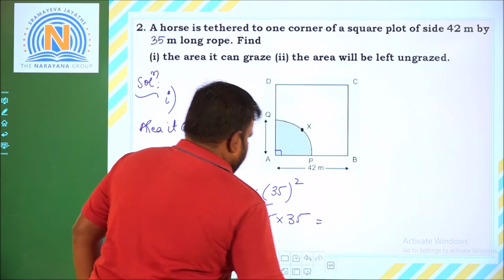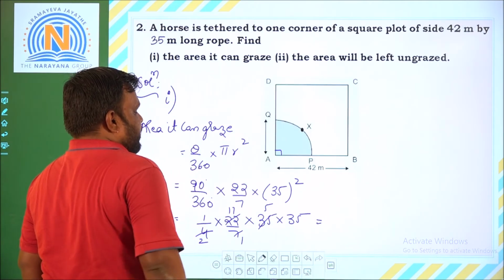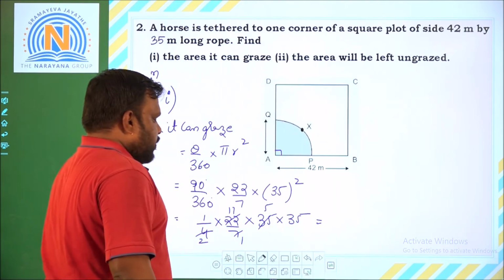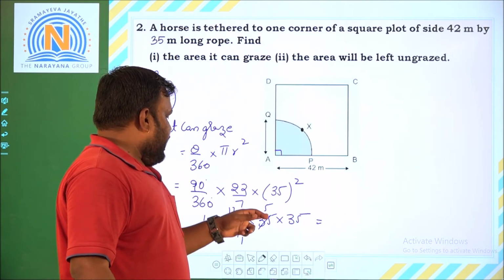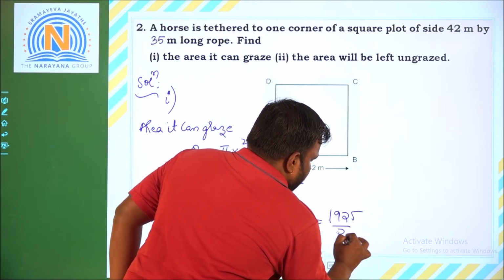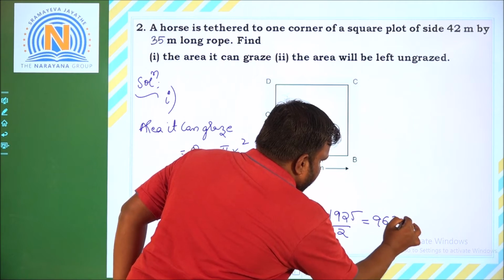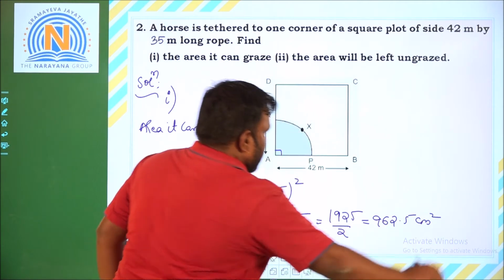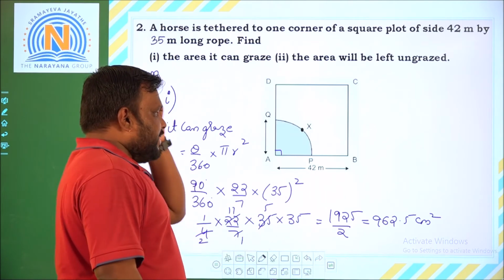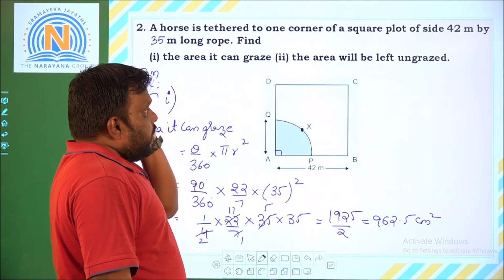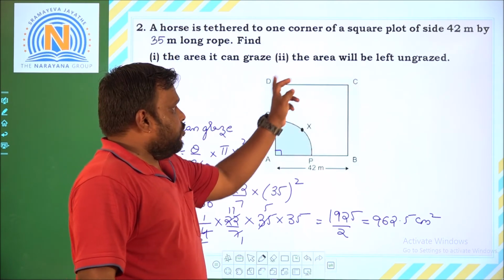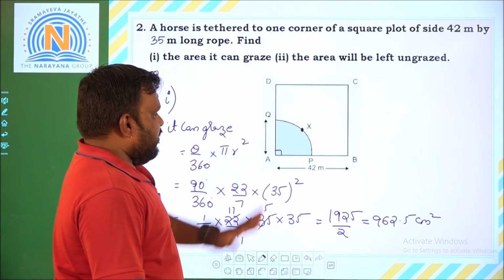So 11 into 55, it is 11 into 55 by 2. That means 11 into 5 is 55, 55 into 35 is 1925. So 1925 by 2 will give you 962.5 square meters. So this is 962.5, the area the horse can graze. Now we have to find the area which is left ungrazed. For that I have to get the area of the square also. From that I will remove this area.